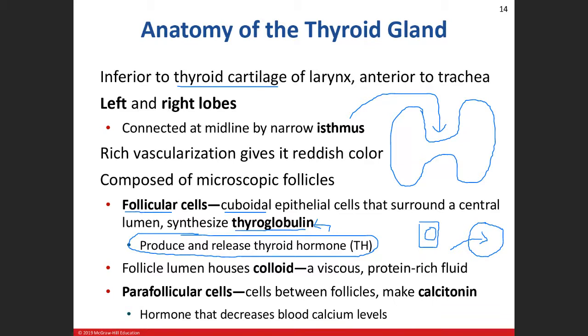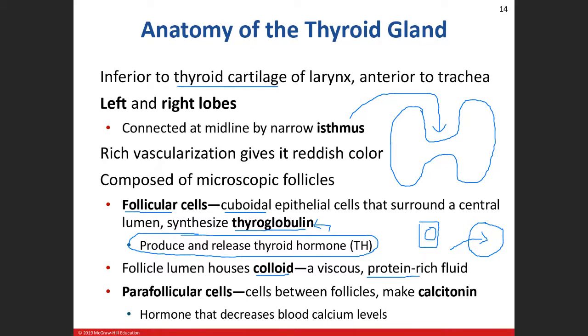So at the center of our lumen, anatomically, we call it colloid. And it's this thick substance, very much protein rich. It's a viscous, thick fluid. What else is viscous? Remember the aqueous humor in your eyeball? That's viscous. So this colloid sits in the center of that lumen, and we'll talk about it. This is what helps us to synthesize and make our thyroid hormone, our thyroglobulin.